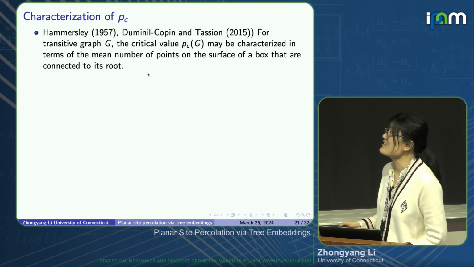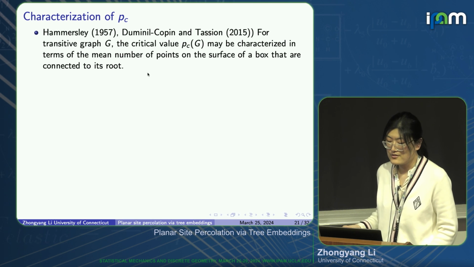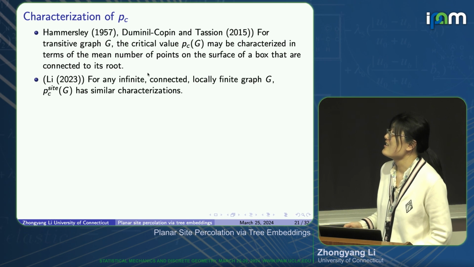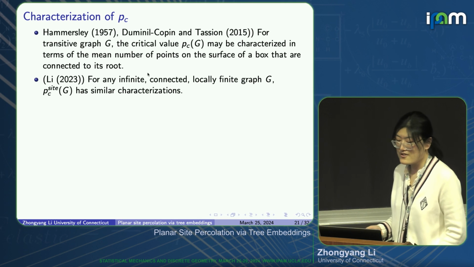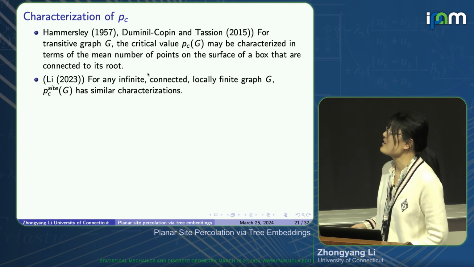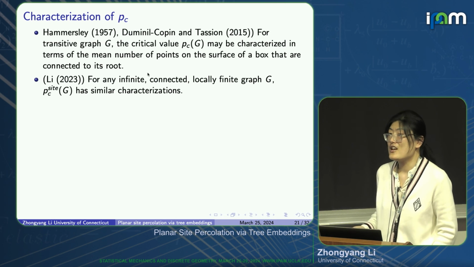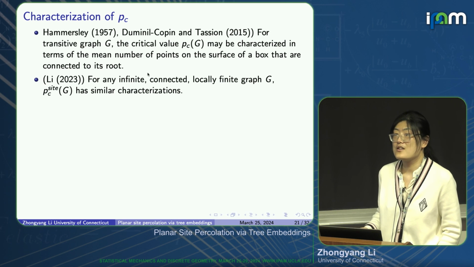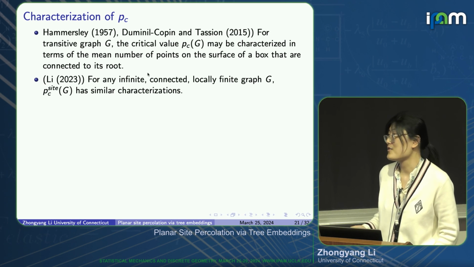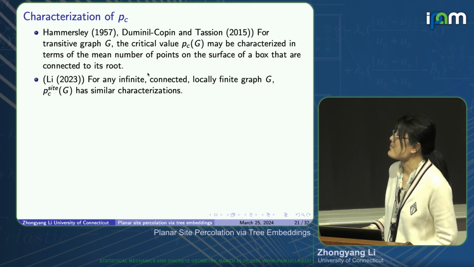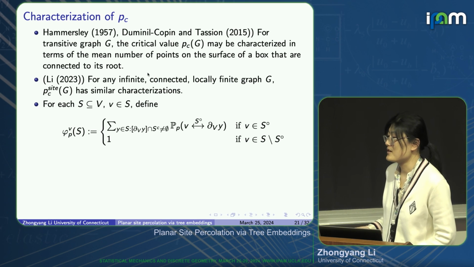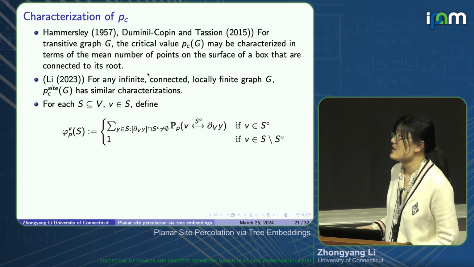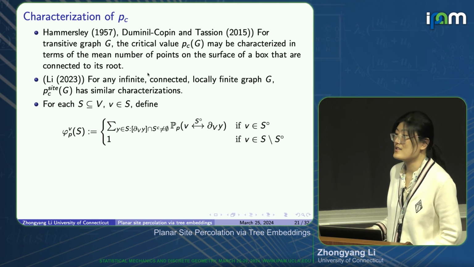We also need to understand exactly what pc is. We also need a characterization of this pc. There is a characterization when the graph is transitive. The critical value pc is characterized by the average number of vertices on the boundary of the box that are joined to the center of the box by a 1 path. Basically, if this average number is less than 1, then it's subcritical. If it's greater than 1, then it's supercritical.